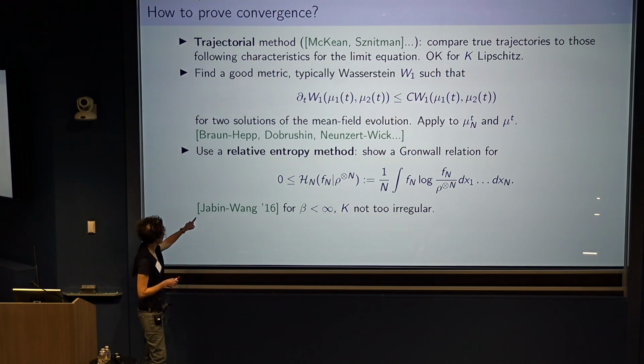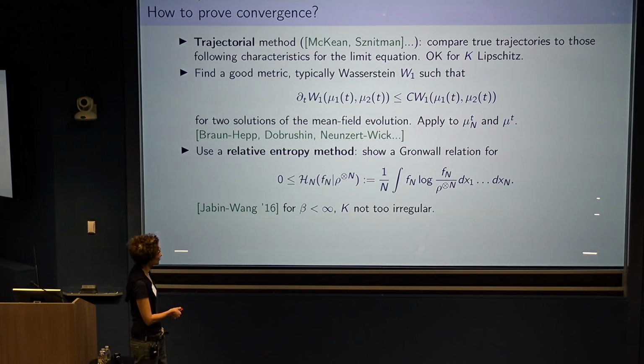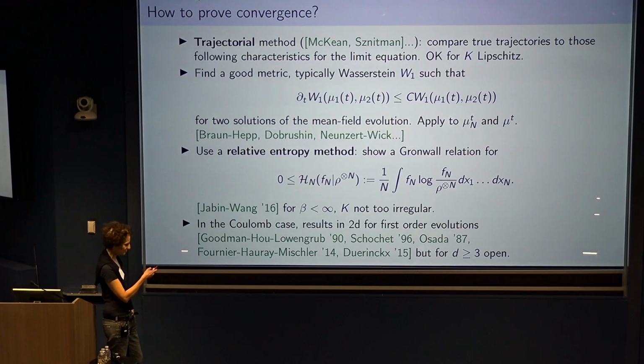So this is what was done by Jabin and Wang in this very nice paper, and they were able to treat the case where this kernel K is a gradient of G. I should have written it. Now it can be a bit irregular, but still not too irregular. So it still doesn't get you Coulomb, I would say, in general, except in the conservative case. In the 2D conservative case, which is barely singular. OK, so we're going to see those methods come back again.